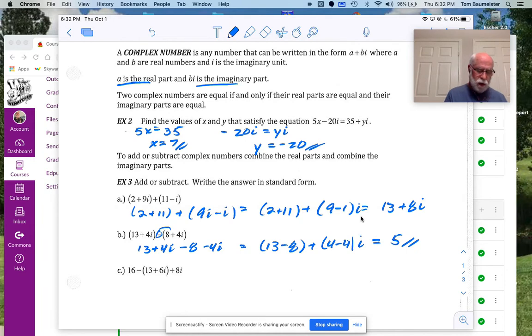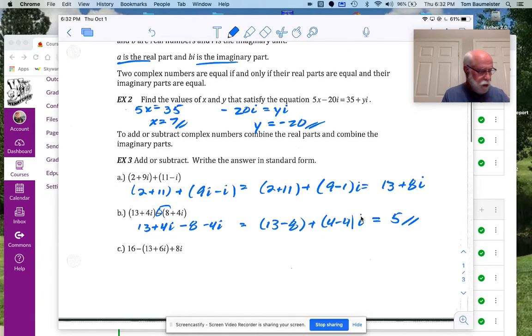And then sometimes I like to move it around here. So on this one, I can write this as 16 minus 13 minus 6i plus 8i. All right, 16 minus 13 is 3. Negative 6i plus 8i is equal to 2i.